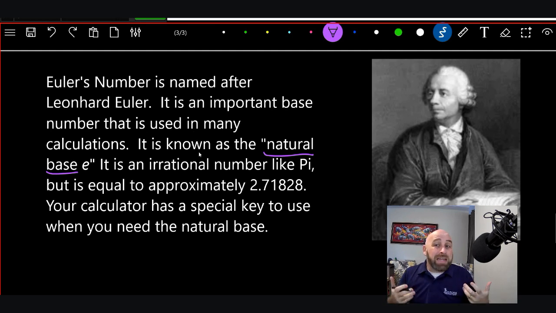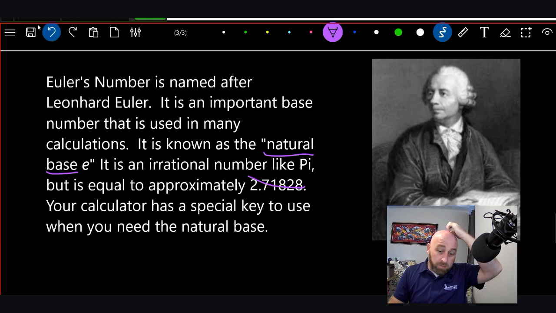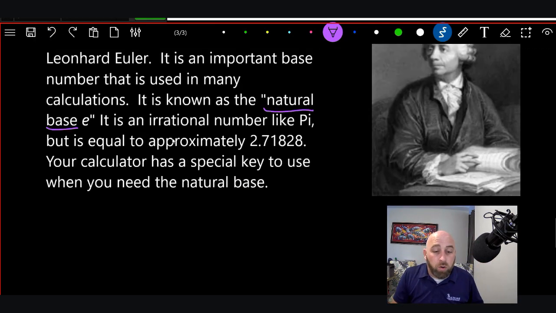And your calculator has a special key. It's used in many calculations. Now, scientific calculations, different types of calculations. It's an important number. So important that basically every scientific calculator in the world has an E. It has Euler's number. So it's very important. You don't need to know what it equals. Your calculator knows what it equals, okay? It'd be great if you memorize that. I think that'd be awesome, but you don't have to know that. I'm not going to require that.